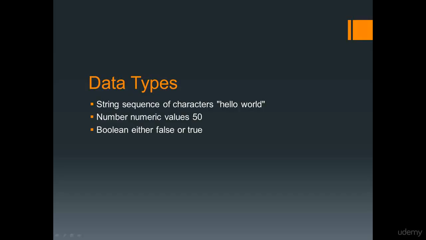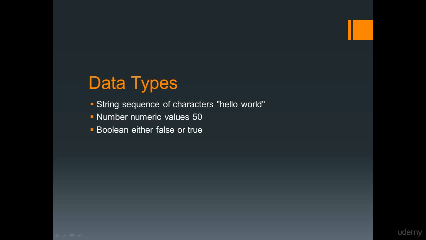Welcome back, and in this lesson, we're going to look at three basic types of data types that are used commonly in JavaScript. So there's strings, which essentially is a sequence of characters, like hello world. There's numbers, which are numeric values, so they can be any numeric value. And then there's booleans, which can be either true or false.